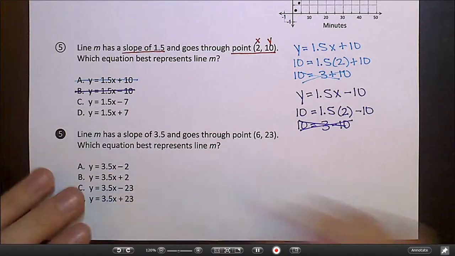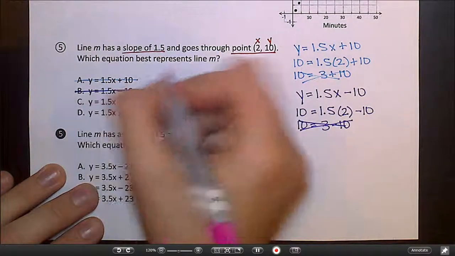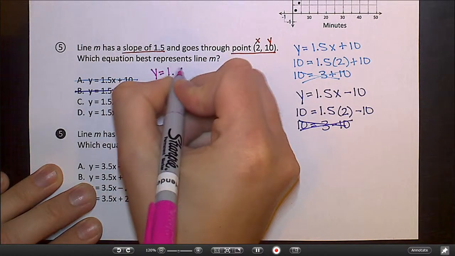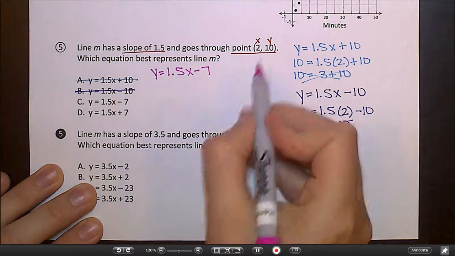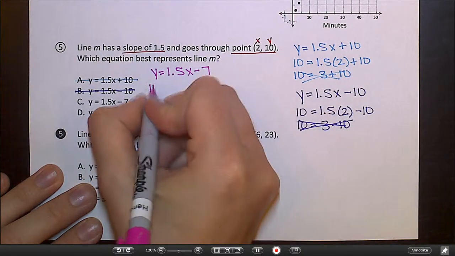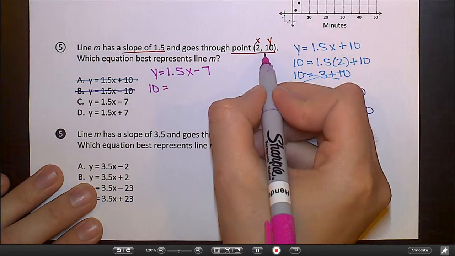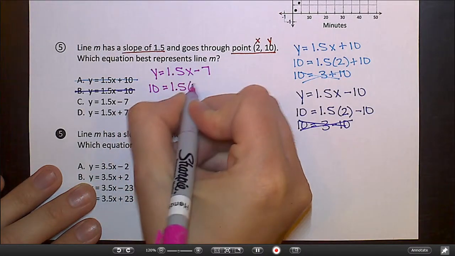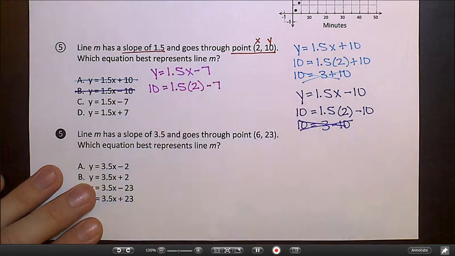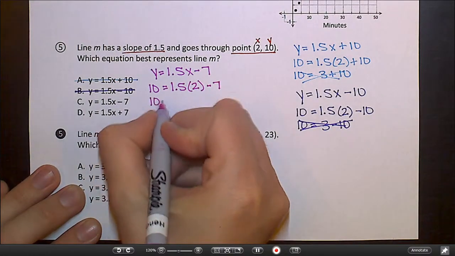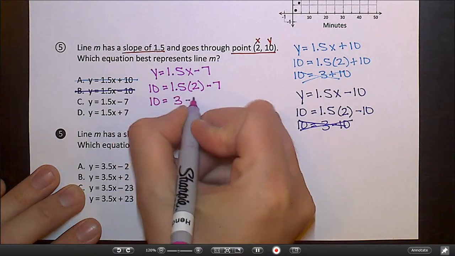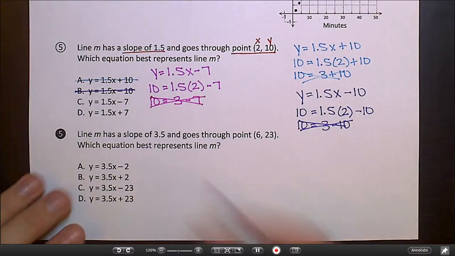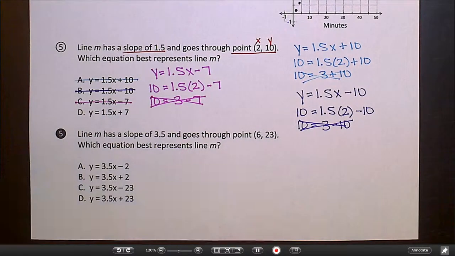Now let's come over to C. We will do y equals 1.5x minus 7. Let's plug in 10 for y. We're still plugging in all the same numbers because this is the point that we need to fit. So it's all about that one point. 1.5 times 2 minus 7. We know that 1.5 times 2 is 3. 3 minus 7 is negative 4, not 10. So that one can go away.